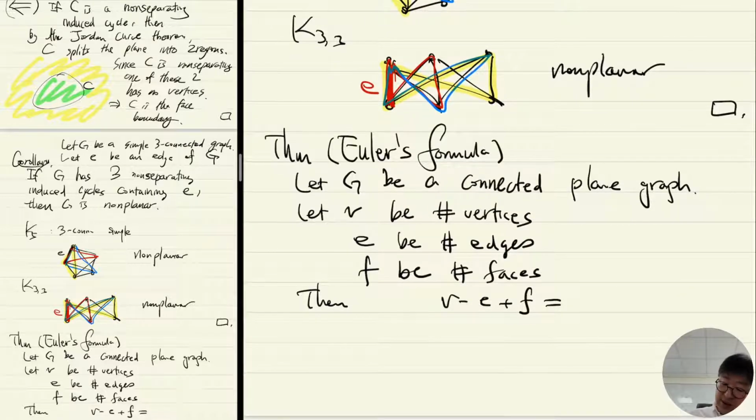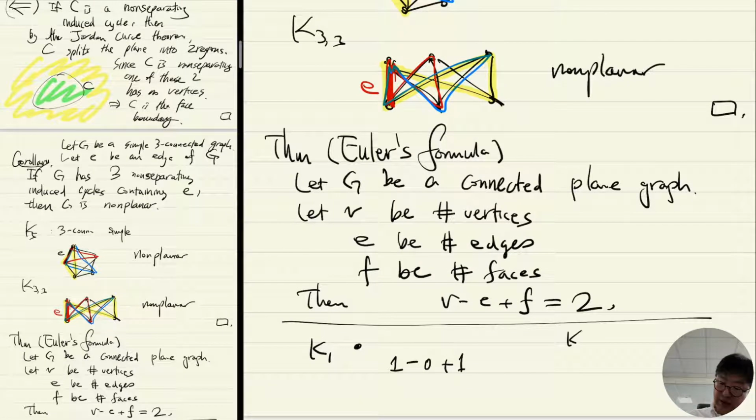And what is this constant? I can look at K1. So 1 vertex minus 0 edges plus 1 face is 2. If we look at K2, then it's 2 minus 1 plus 1, which is 2. Euler's formula says that this number is invariant.